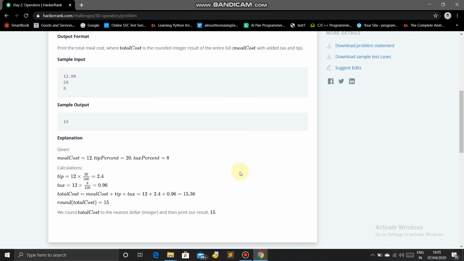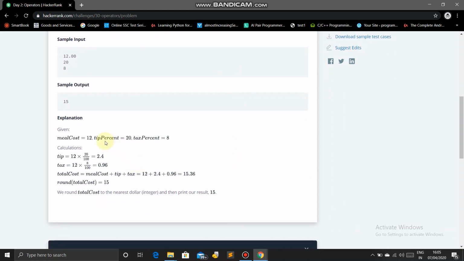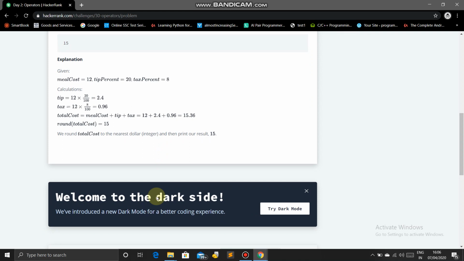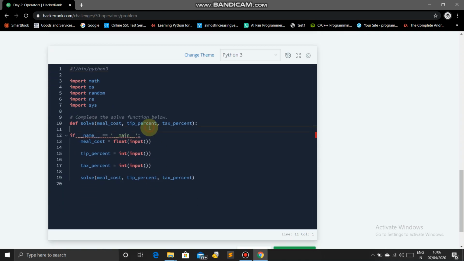So how will we calculate the total cost? There is a given explanation. You can see the meal cost is 12, the tip percent is 20, and the tax percentage is 8. So now you can see here we will calculate first the tip, then the tax, then the total cost equal to meal cost plus tip plus tax, and then we will print it rounded off. So let's get started.